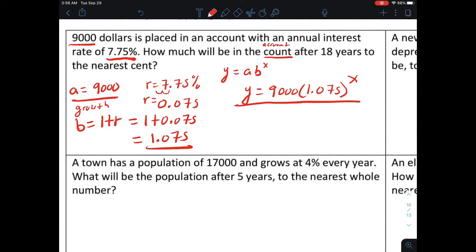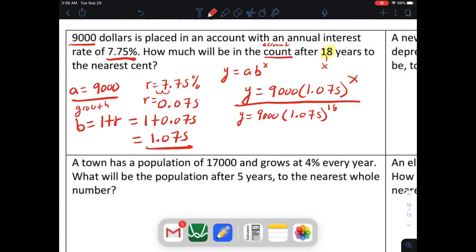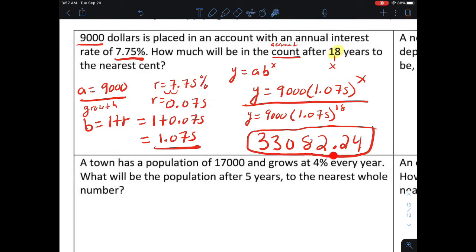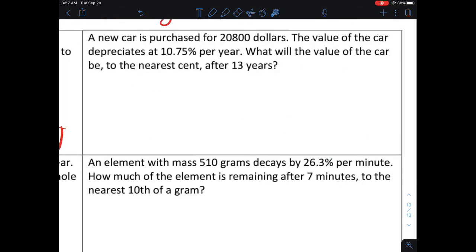Now, using this equation, we're going to figure out how much money do we have to the nearest cent after 18 years. So I'm going to put 18 where the x is. And so we'd have y equals 9,000 times 1.0775 to the 18th power. Now, to get this value, you will go to your calculator and you will round to the nearest hundredth, the nearest cent. And so we end up with $33,082.24 after rounding appropriately.